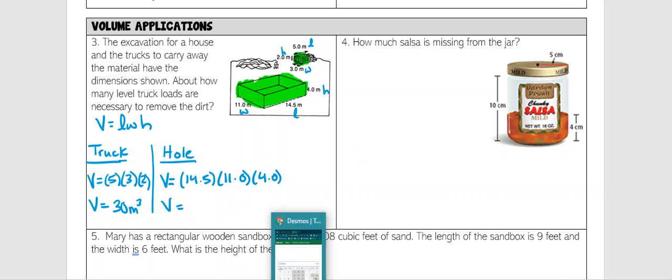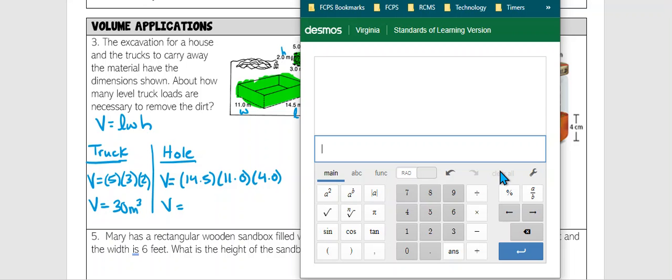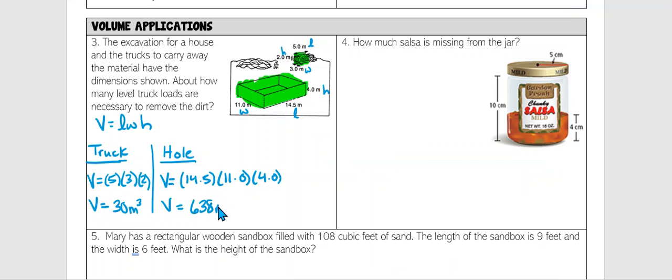All right, so we come over into the calculator, we clear it all out. We're going to type in exactly what we wrote, 14.5 in parentheses, 11.0, and 4.0. And this is all multiplication. So we have 638 total meters cubed that we need to get rid of. So now we want to figure out how many times does a truckload go into that total. So I want to know how many 30s are there in 638. So we're going to do division.